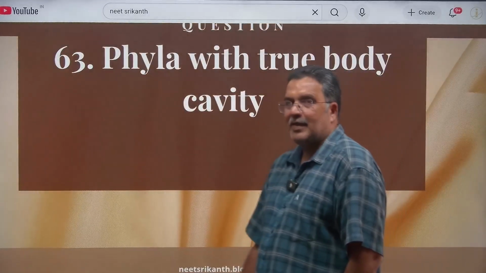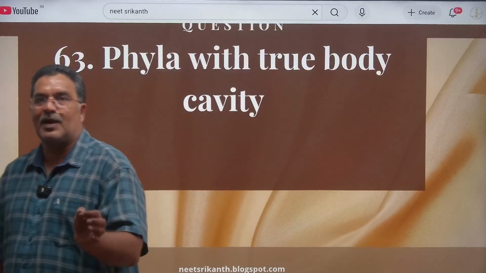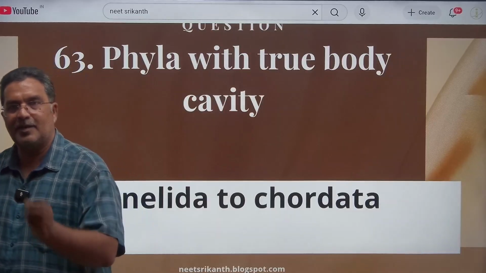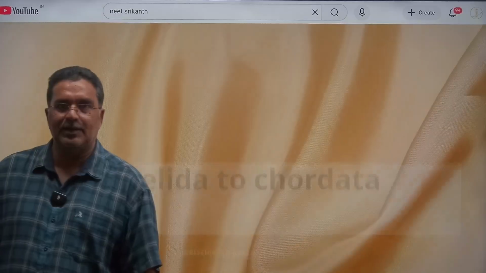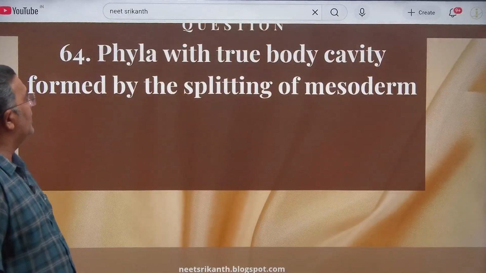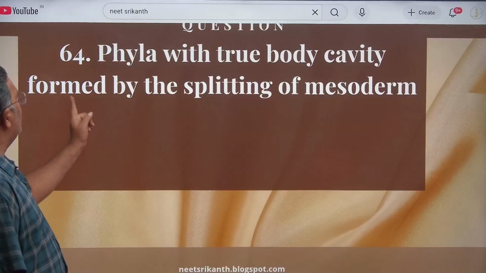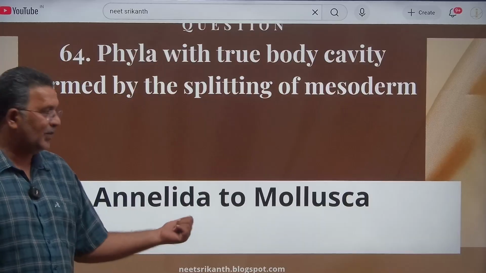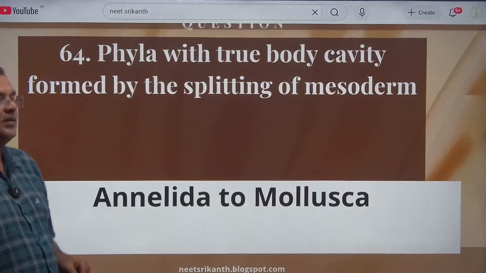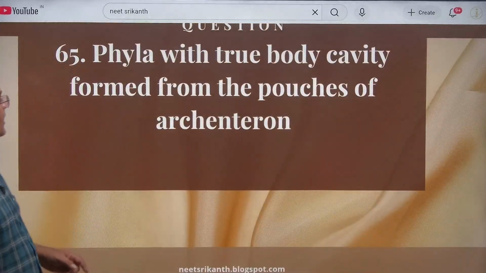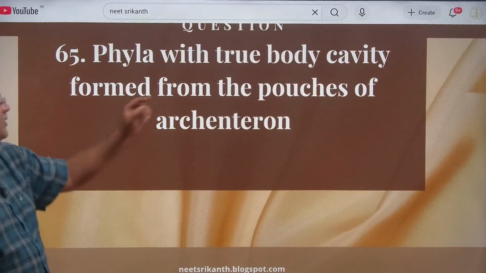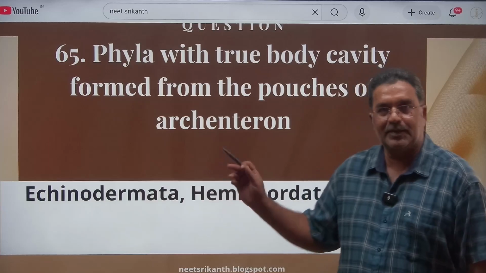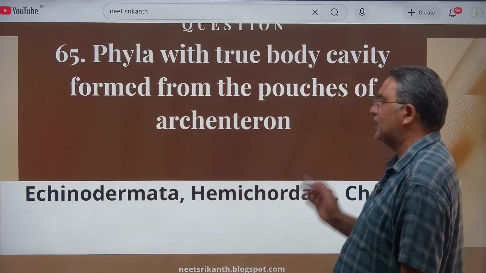Phyla with true body cavity, from phylum Annelida to Chordata: Annelida, Arthropoda, Mollusca, Echinodermata, Hemichordata, Chordata. Phyla with true body cavity formed by the splitting of mesoderm, schizocoelom, that is Annelida to Mollusca. Phyla with true body cavity from the pouches of archenteron: who is that? Enterocoelomata, that means Echinodermata, Hemichordata, Chordata.